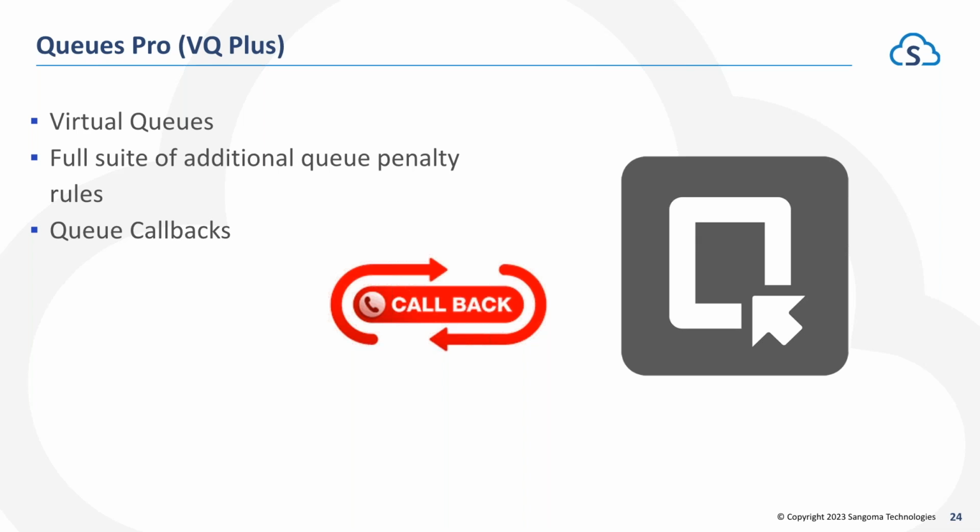Queues Pro is going to give you the ability to do virtual queuing. This module also exposes a ton of additional queue penalty rules for your agents, as well as the big value that you get with this one is the queue callbacks. So if you don't want your customers to call in and have to sit and wait in a queue, this is what's going to give them the option to press 1 to have the phone system call them back when it's their turn in queue. So that feature is going to be included with the Queues Pro module.